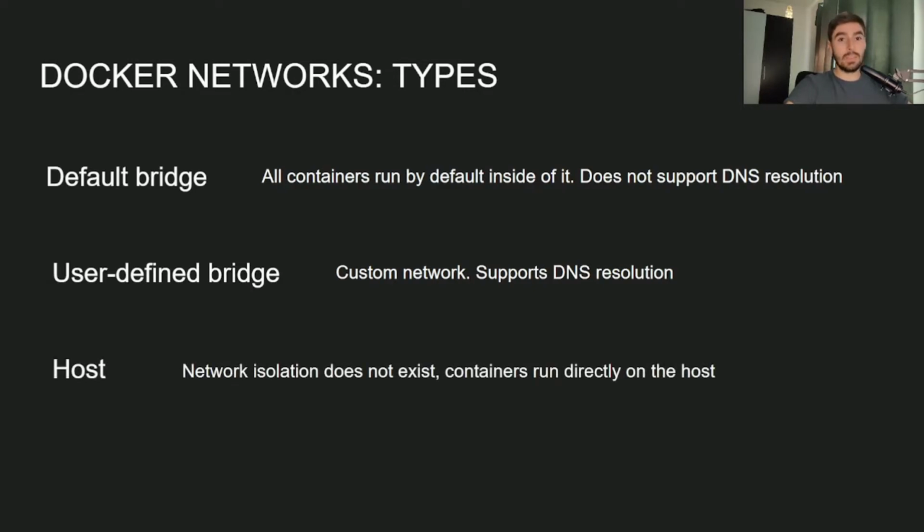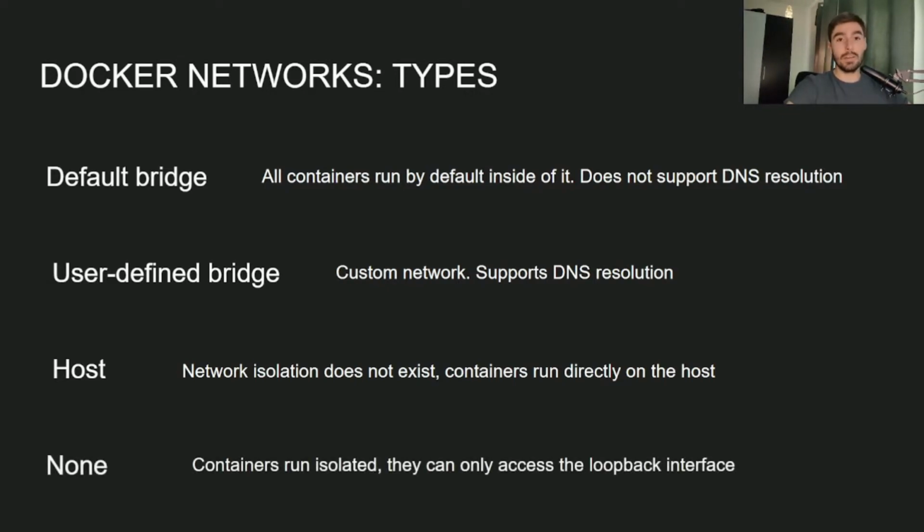Third type is the host network, where basically network isolation does not exist. Everything is running directly on the host. And then we also have none, which means no containers can communicate with other containers. Everything is isolated. Yeah, you only have the loopback interface on the container.